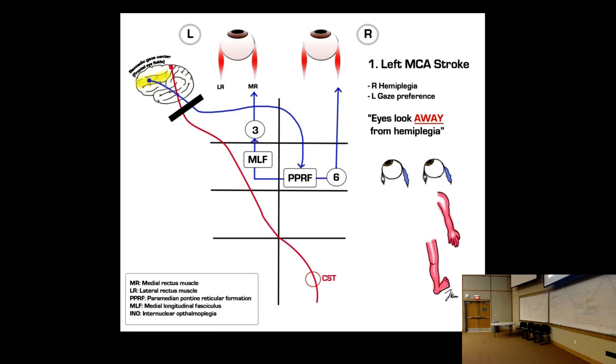Most of the neuroscience review books that I see say the eyes look at the lesion. I prefer to say the eyes look away from the hemiplegia, because when you're walking in looking at that patient in the emergency room, you don't know where the lesion is yet, right? And so if the eyes are looking away from the hemiplegia, that tells you where the lesion is. It's left hemisphere, and it's true, the eyes do look at the lesion, but I prefer to say it this way.